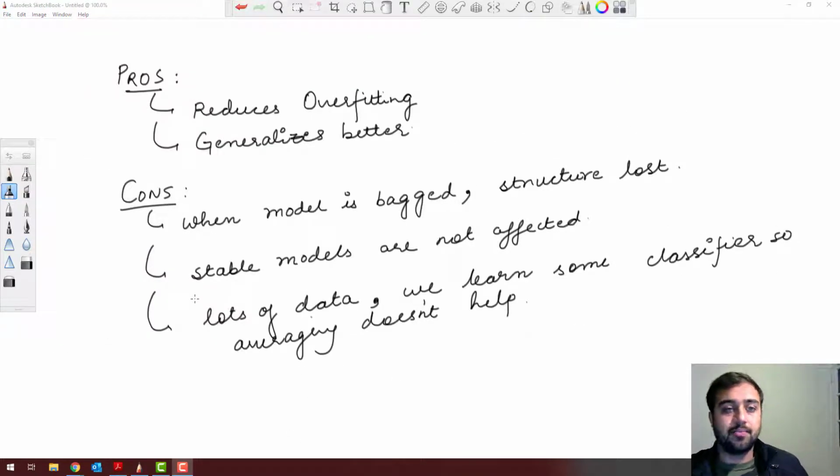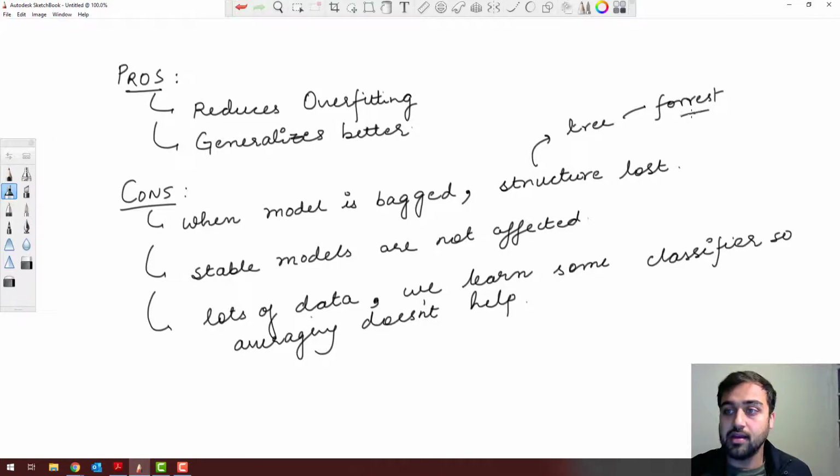So let's discuss some pros and cons of our bagging model, right? The pros are that it reduces overfitting, because we were using it on a model having low bias and high variance, and obviously it generalizes better. For every good thing, there has got to be a bad thing associated with it, right? So the cons are that when a model is bagged, the structure of the model is lost. Because if we are bagging a decision tree, a tree becomes a forest, so the structure of the model is lost, right?